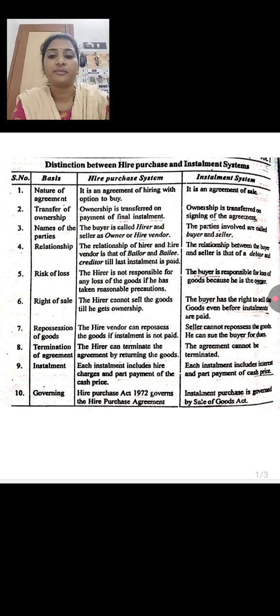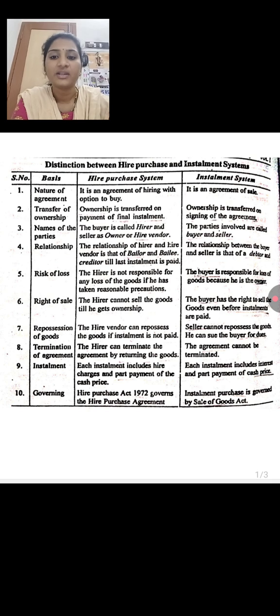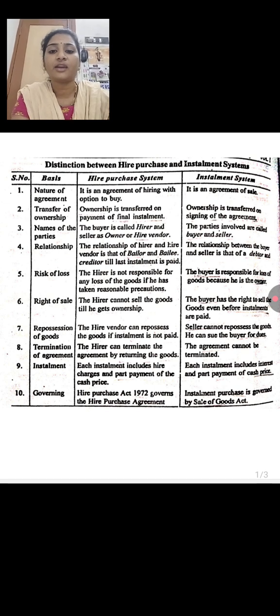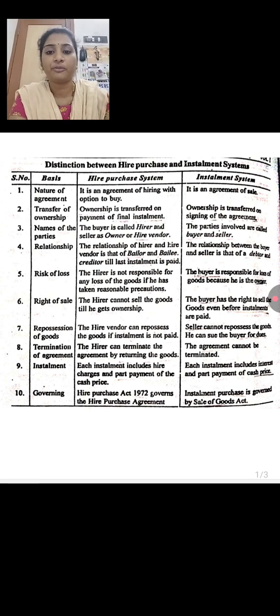Fourth point, relationship. What is the relationship between hire purchase system and installment system? Hirer and hire vendor are bailee and bailor. They will be the creditor till the last installment of payment. And here, the relationship between buyer and seller is that of debtor and creditor. So in hire purchase they are called creditors, and in installment system they are debtors. Hirer and hire vendor are called bailor and bailee, but here they are only buyer and seller. The process they are doing is the debtor process.